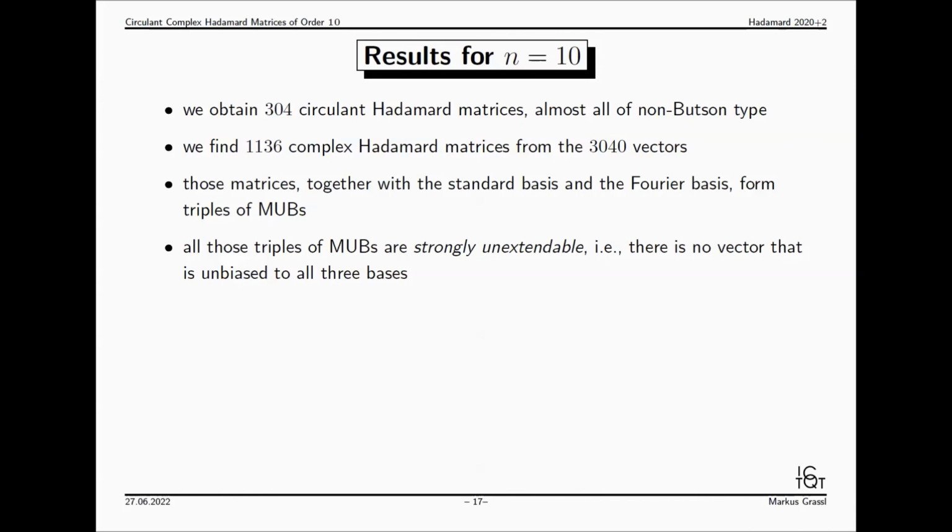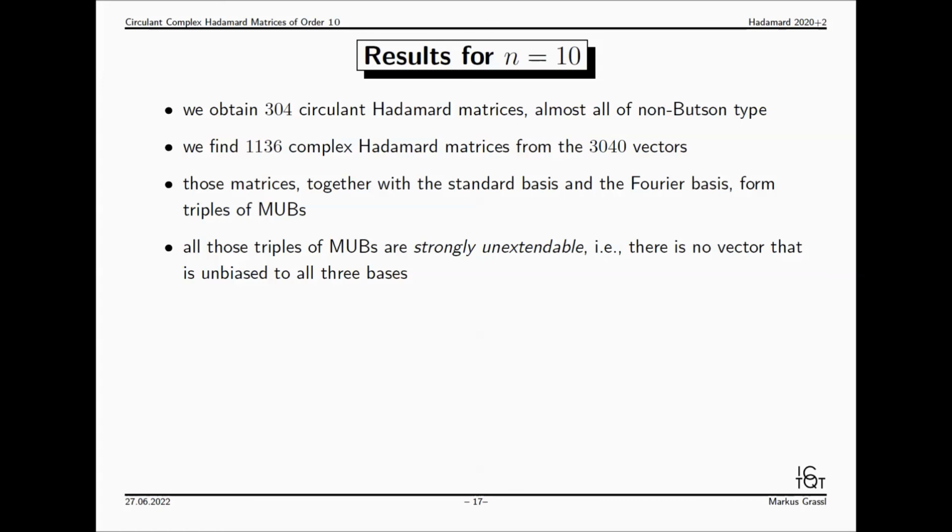What we can do here is take our 3000 vectors and test which of them are orthogonal to each other. And it turns out that by just recombining them, in total we get 1136 complex Hadamard matrices from these solutions to the circulant Hadamard matrix problem, but only about 1/3 or 1/4 of them are really circulant Hadamard matrices. The others are recombinations of them. And actually all of them, also these other ones, give rise to a triplet of mutually unbiased bases.